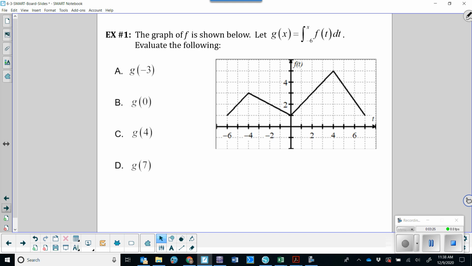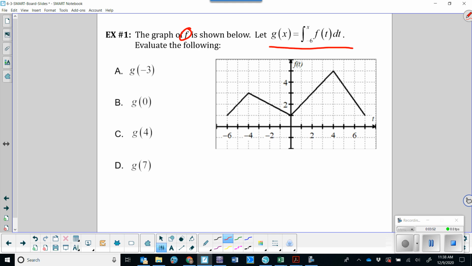All right, so here's where this is going to come up, definitely on the AP test. We have a graph of f, okay? This is important. So this graph is f. We're going to define g of x to equal the integral from -6 to x of f of t dt. Then we want to find some values here.